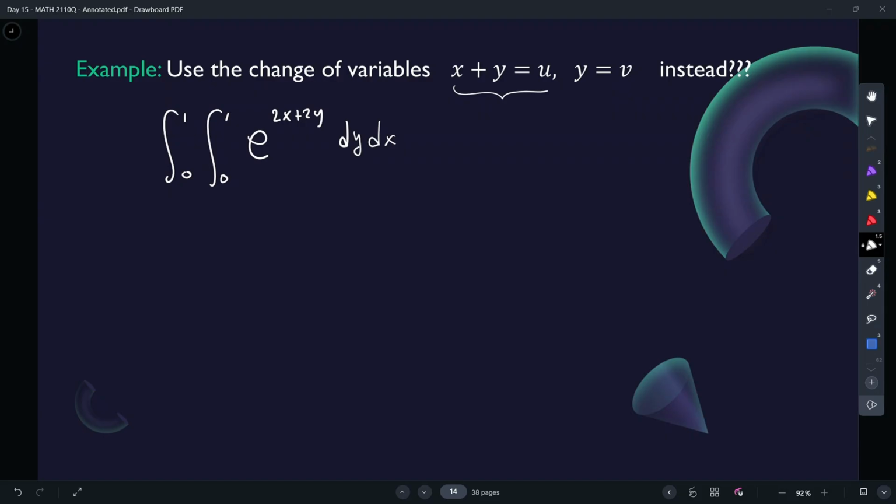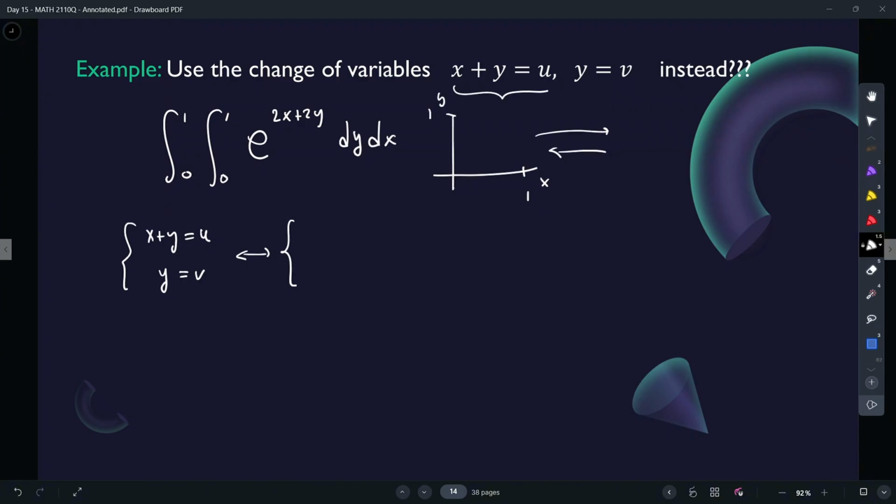So I want to know what is happening with my transformation if I am transforming the square in x and y via a transformation that is given by x plus y is equal to u and y is equal to v. What transformation is that, by the way? So let me invert it also. So I want to find y is v, and how much is x? In terms of u and v, that is u minus y, and y is v, so this is u minus v.